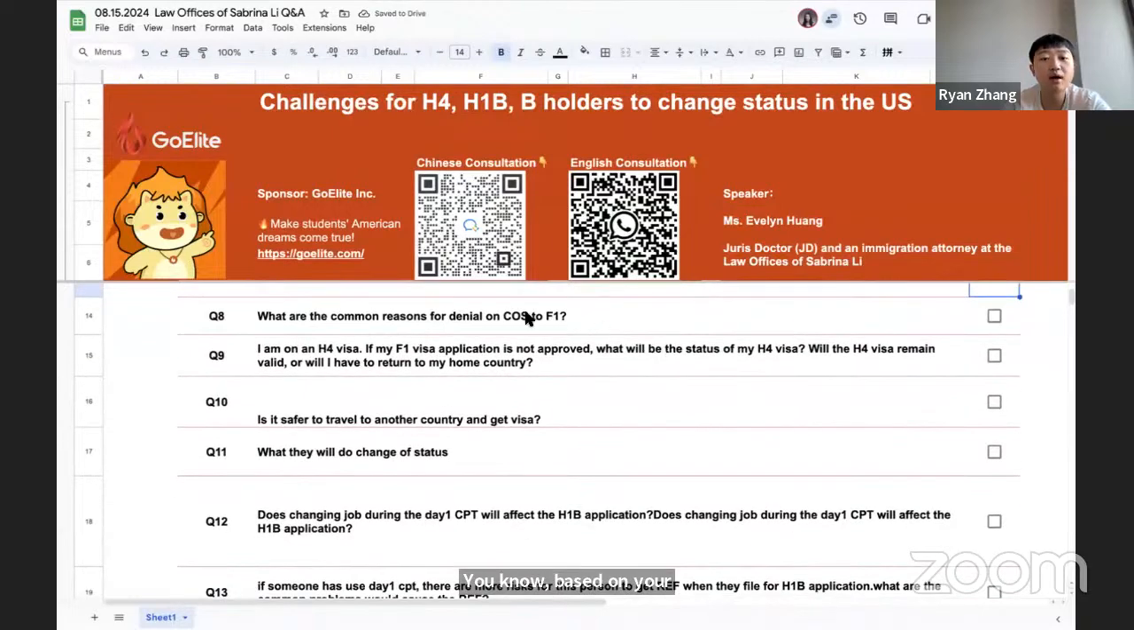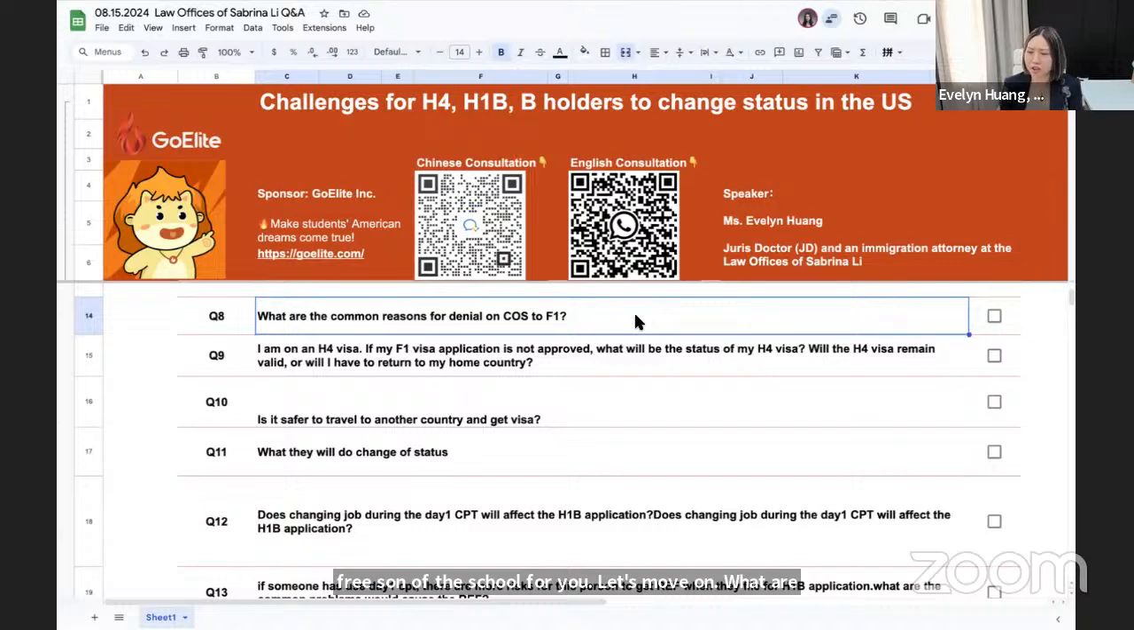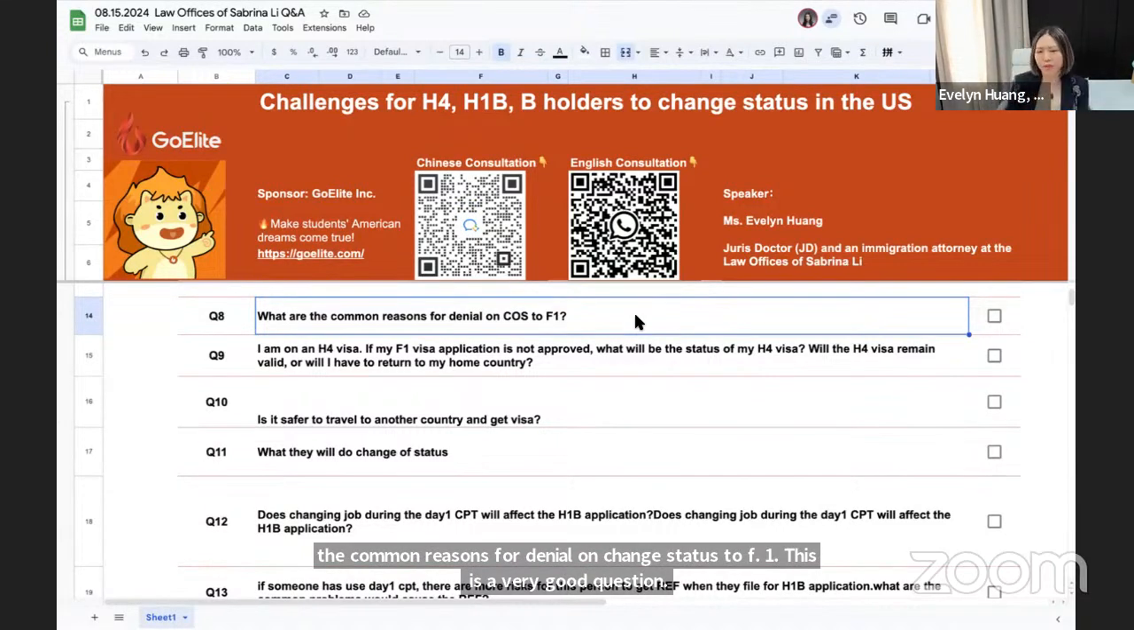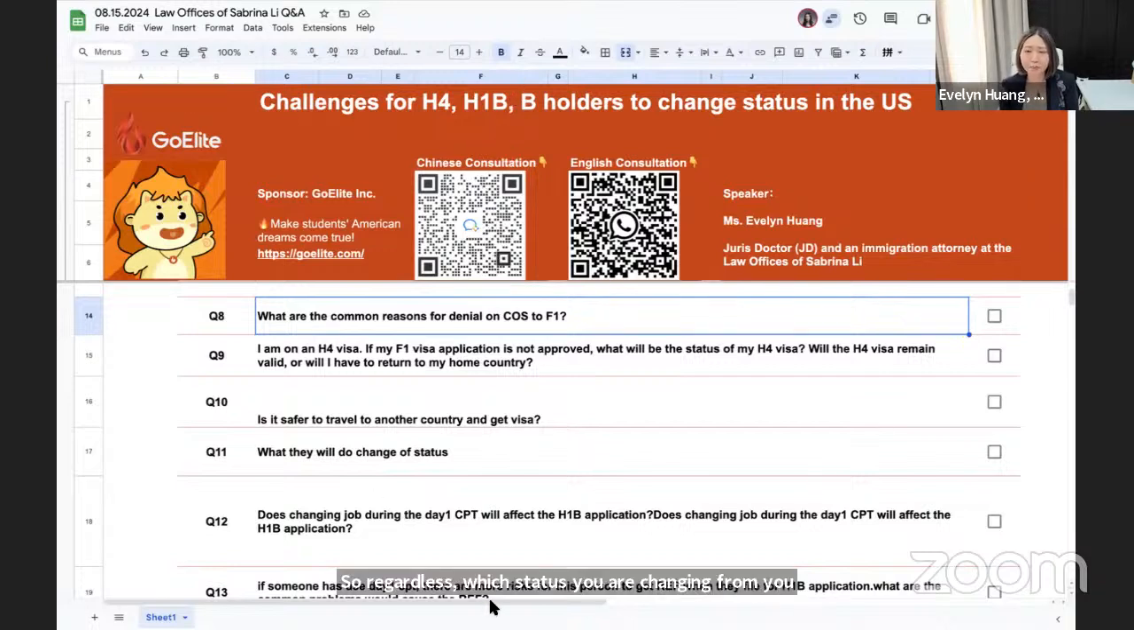Let's move on. What are the common reasons for denial on change of status to F1? This is a very good question. I would say one of the common reasons, which you might think is obvious, is failure to maintain status. By changing status, you need to change from a valid status to another one, which here would be F1. So regardless of which status you're changing from, you need to prove that you have maintained that status until the time you file your change of status application.